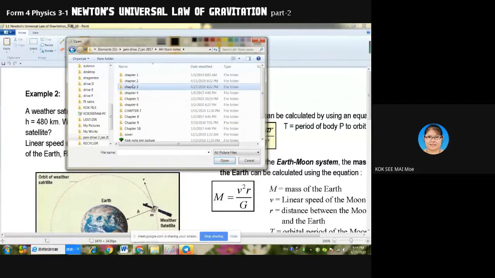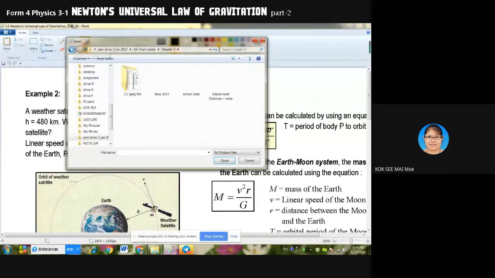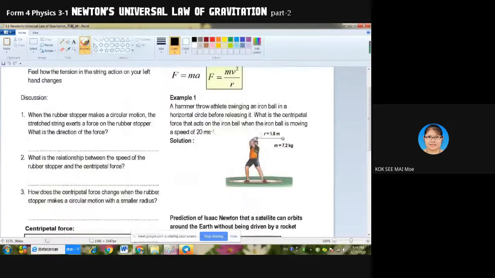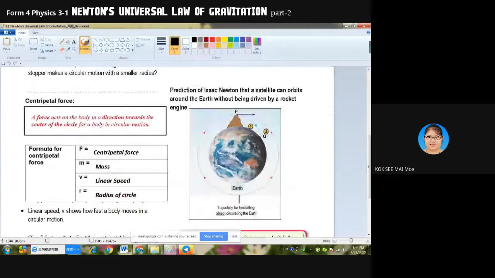Chapter 3. Okay, here. So we are up to this part. Now I empty this question. So you try the activity first, then you give me the answer for the coming lesson.